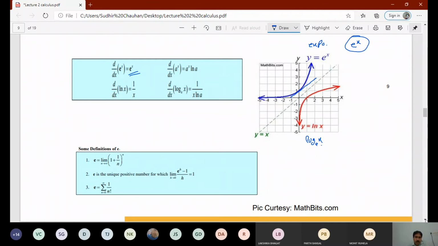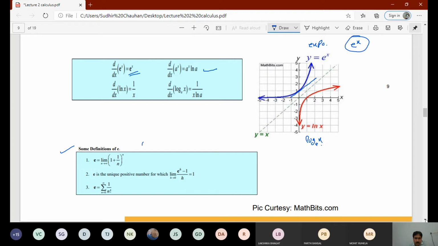Now differential of log x, that is natural log, is 1 by x. Differential of a raised to power x is a raised to power x log a, and differential of log x base a is 1 by x, the differential of log x, and then it is multiplied by 1 by log a. There are certain definitions of Euler number, that is e. It is also known as natural number sometimes. Now e can be evaluated as limit n tends to infinity (1 plus 1 by n) raised to the power n. So we can find this limit by expanding it by binomial theorem.